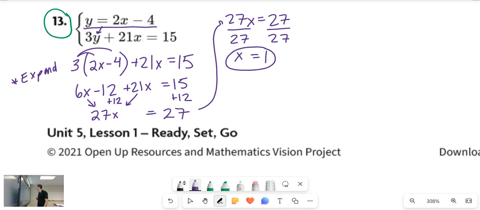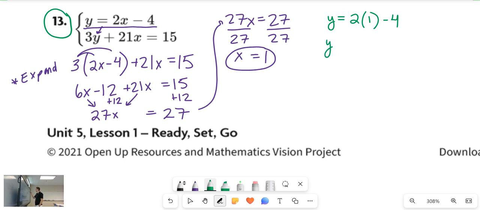All right, so our solution we've proposed is x equals 1, and now we have to figure out what y is. Let's do the first problem, or the top equation first. It looks a lot simpler. So let's say if we have y equals 2x minus 4, that would be 2 times x, which is 1, minus 4.